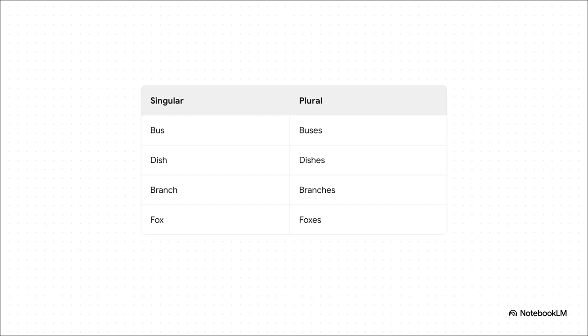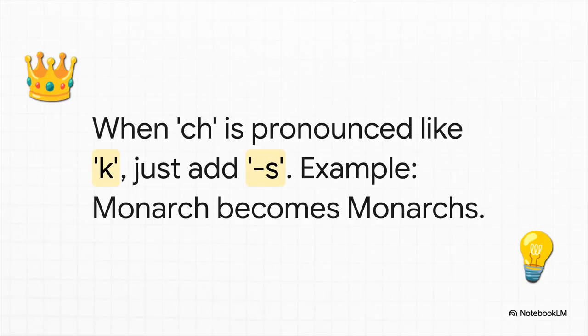It just flows better. But wait, there's a little pro tip for you, a fun exception to the ch rule. What happens when ch doesn't sound like ch, but instead sounds like a k? Think of words like monarch or stomach. In those cases, you actually ignore the hissing rule and go right back to the golden rule. Just add an s. So it's monarchs.